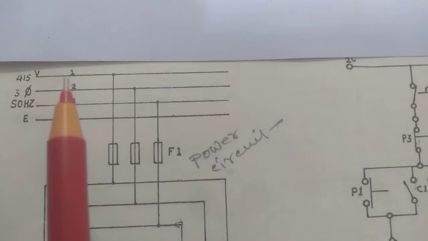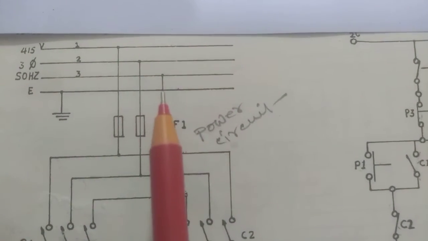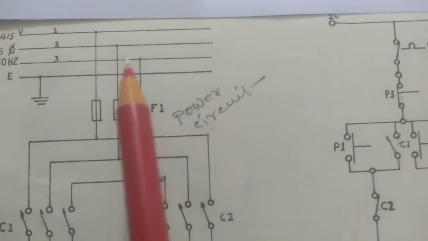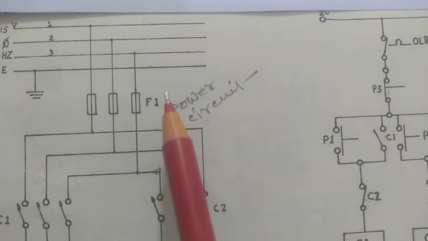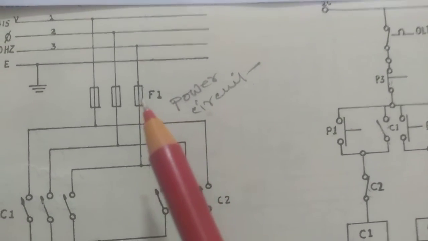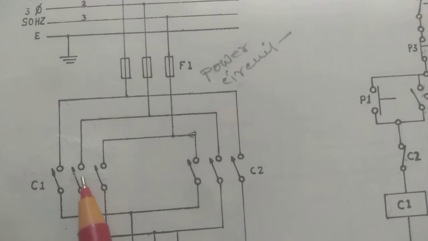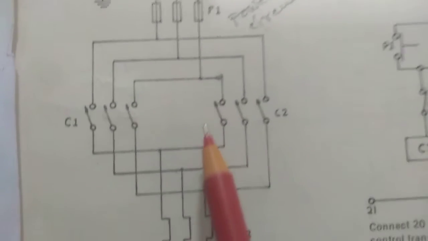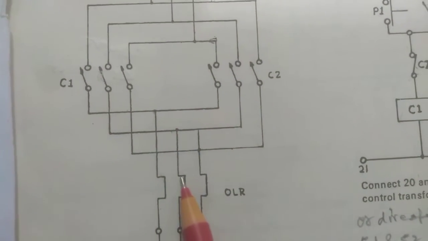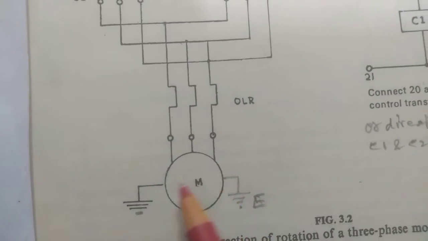This is a 3-phase power here and earth. 3-phase power here, fuse. Here fuse here. This is a C1 and C2 contactor here. This is an overload relay. Here motor.